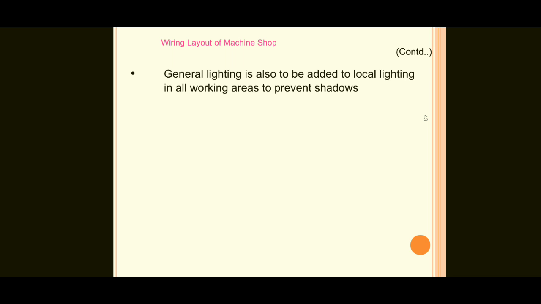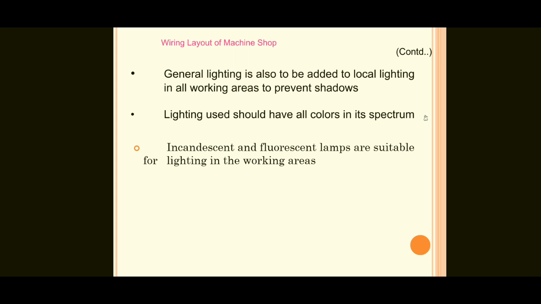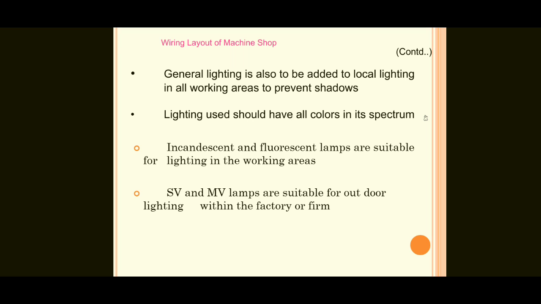Wiring layout of machine shop. General lighting is also to be added to local lighting in all working areas to prevent shadows. Lighting used should have all colors in its spectrum. Incandescent and fluorescent lamps are suitable for lighting in the working areas. SV and MV lamps are suitable for outdoor lighting within the factory or firm.